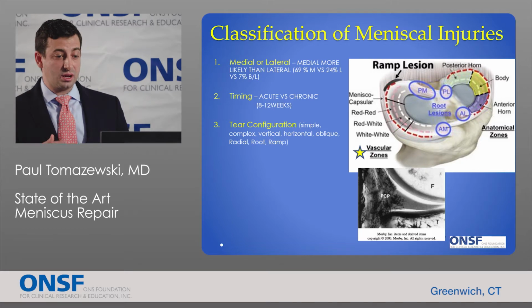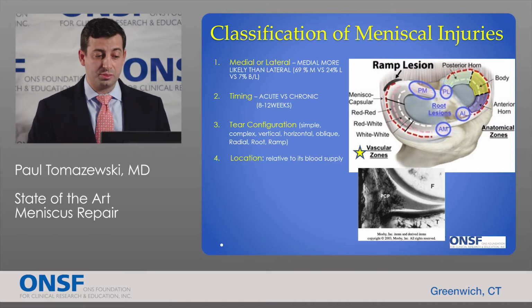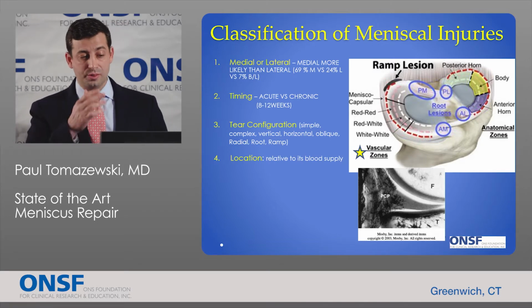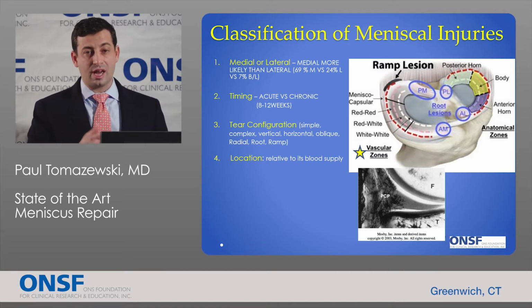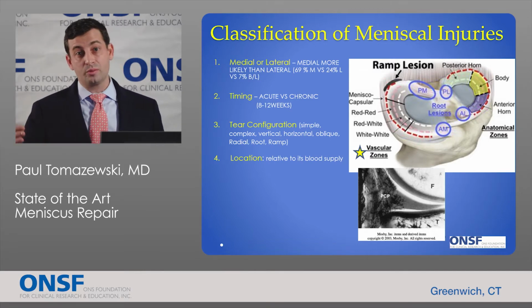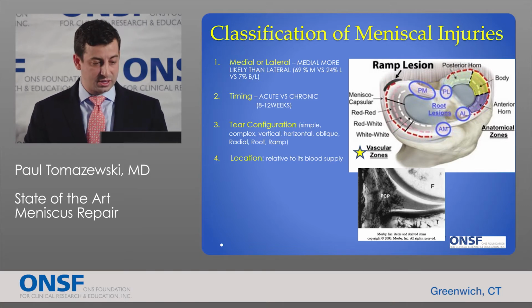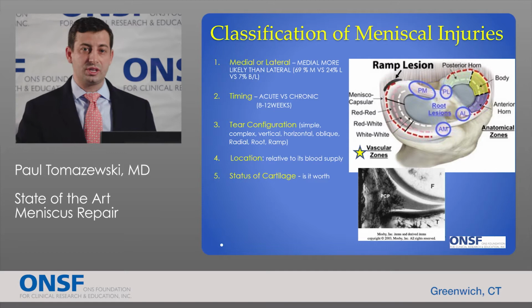The location of the tear relative to the blood supply is also very important. As you go from the capsular region more central into the knee, the blood supply gets less and less. The red zone, which is near the capsule, is where the most blood supply is and the highest likelihood of healing, to the white zone, which is towards the central part of the knee, which has the least amount of vascularity. And then the status of the hyaline cartilage, or the cartilage at the end of the bone.